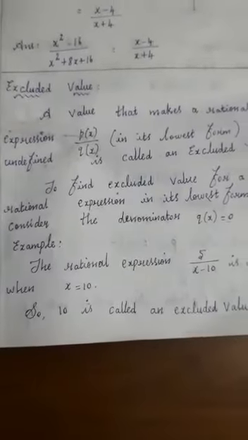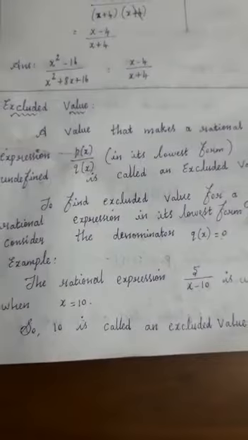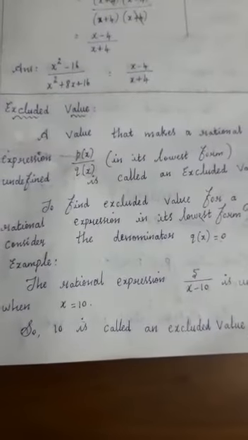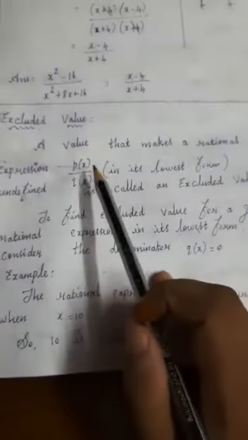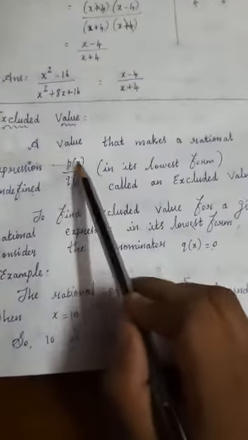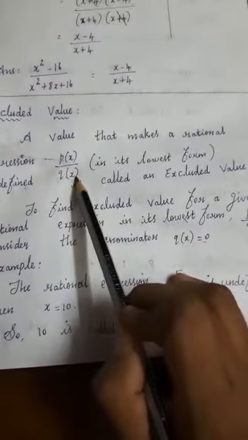Now let us see the excluded value. A value that makes a rational expression p of x divided by q of x in its lowest form undefined is called an excluded value. We already know the rational expression in the form p of x divided by q of x, with one polynomial in the numerator and another polynomial in the denominator.